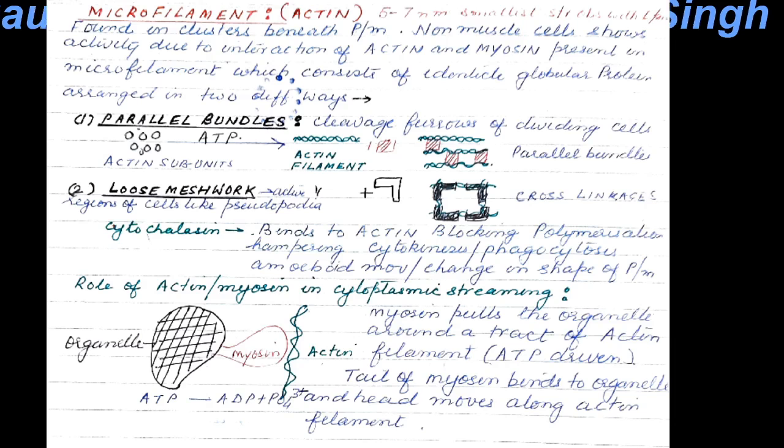As you can see in the slide, the organelle is depicted in black color, and having myosin, as you know, having tail and head. Their head has ATPase activity, and when it binds to actin, the ATP is converted into ADP, and the organelle is moved on the actin filament. Myosin pulls the organelle around the tract of actin filament, and this is ATP driven. The tail region of myosin, as you can see in the slide, is bound to the organelle, and the head moves along the actin filament.